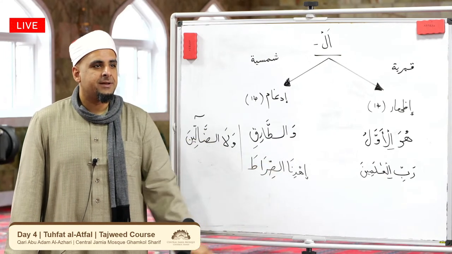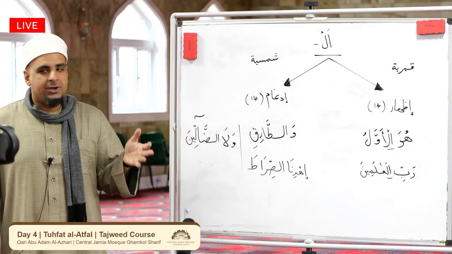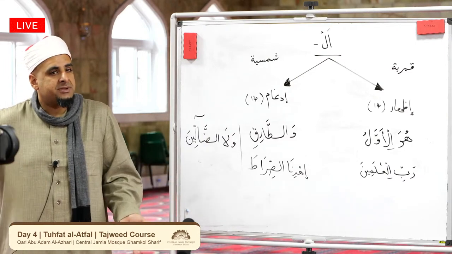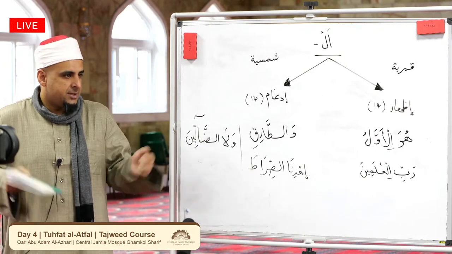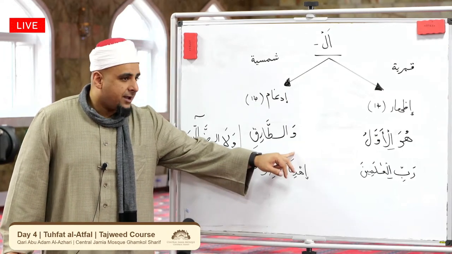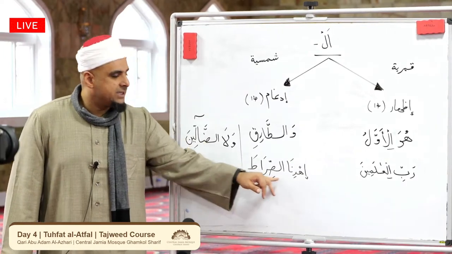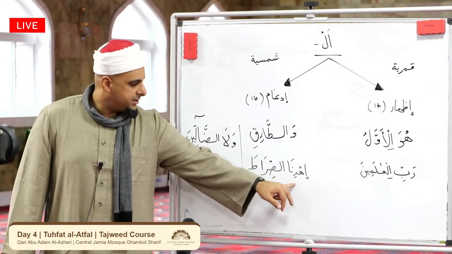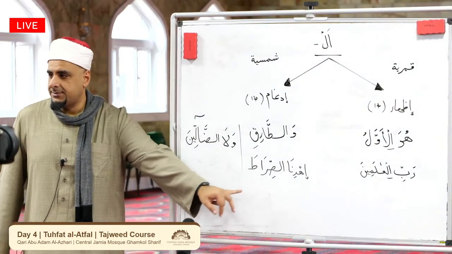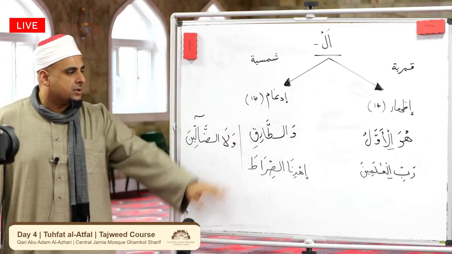All these are sakin letters. Remember when I mentioned yesterday, you will never ever have two silent letters together, because you can't read them. The first one must be mutaharrik, must have movement. So here, ihdi, noon, fatha, saad, mushaddad, ma, kasr. Ihdi nassi. Make sense? So everything else is silent in between. So, ihdi nassi ratal mustaqim.